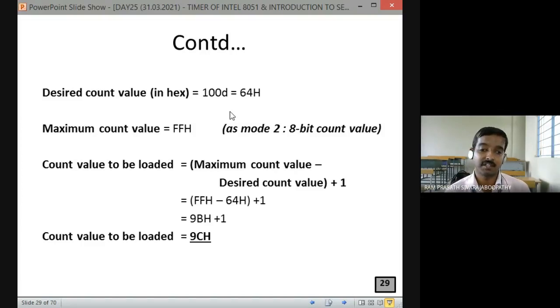If it is counter operation, do it the way we did before. For timer operation, what do we do? Find the desired count. Then you have to go for the count value to be loaded. That's all about today's session. Okay, I will stop the recording.